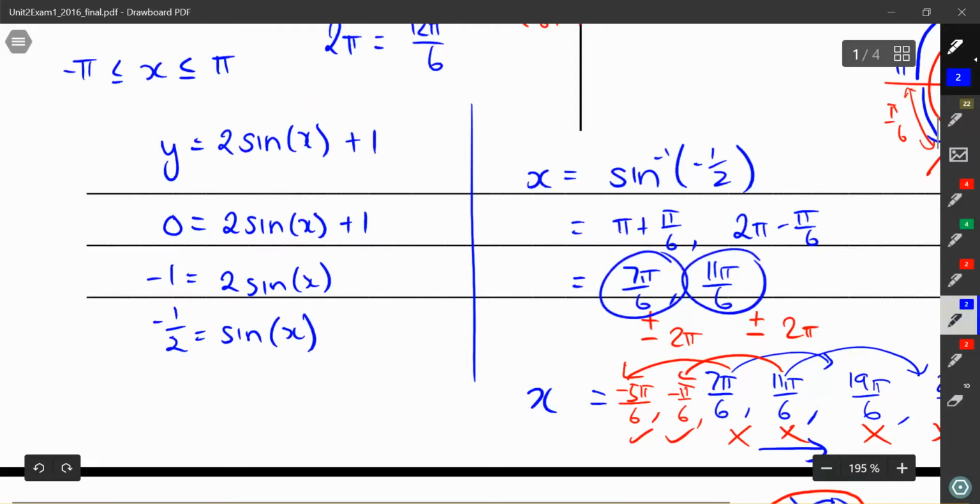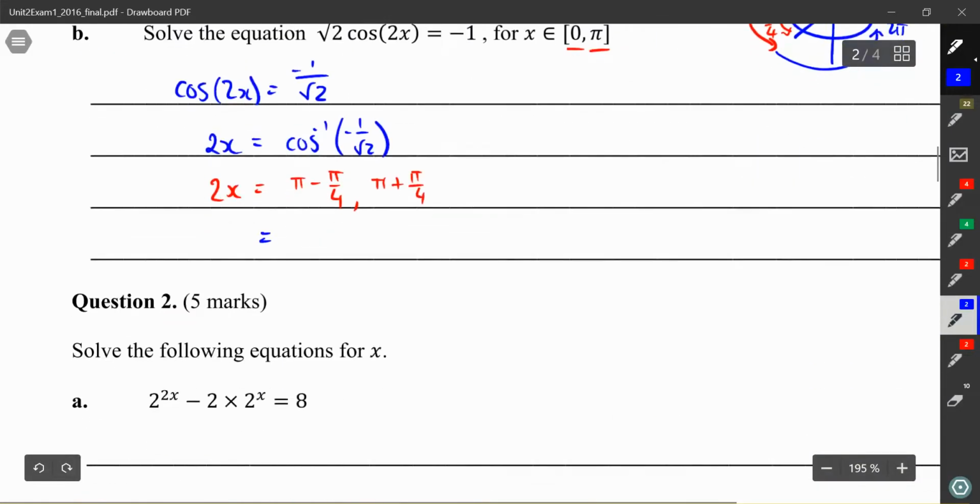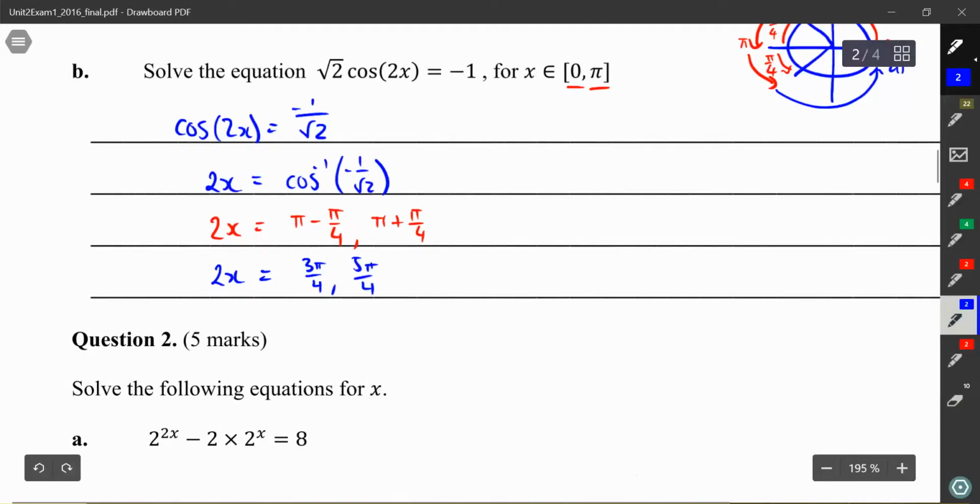And then I added on and subtracted the period. That's exactly what I'm going to do here. I'm going to write 2x is equal to 3 pi on 4 and this is 5 pi on 4. Now, if I divide everything by 2, x is equal to 3 pi on 8 and 5 pi on 8, because you're dividing by 2.